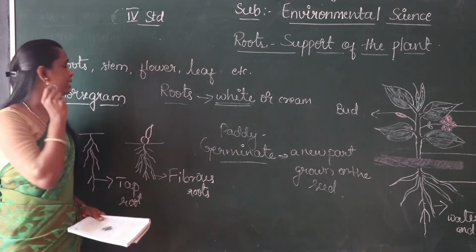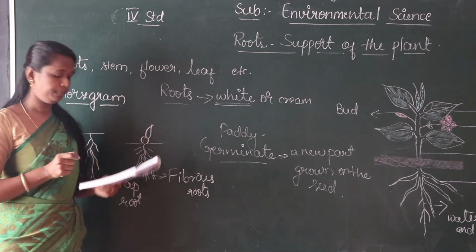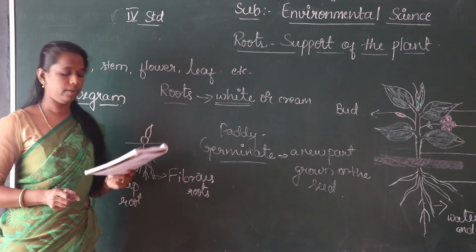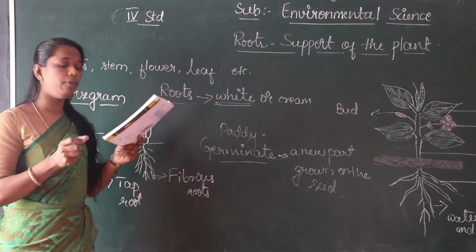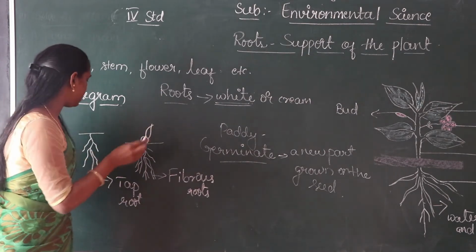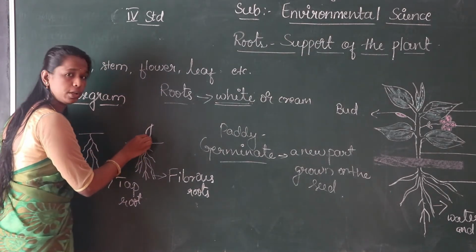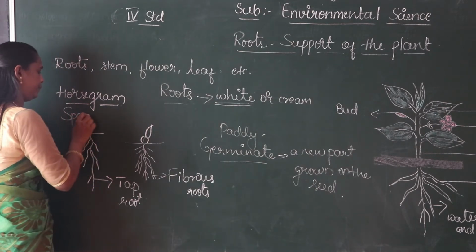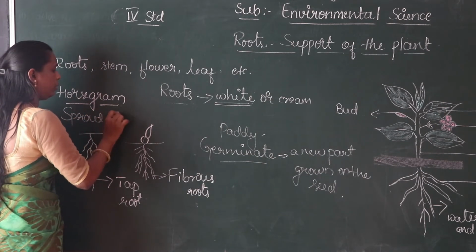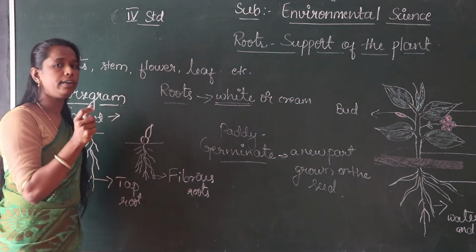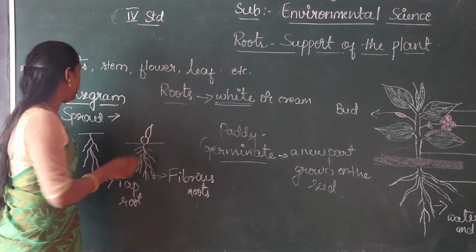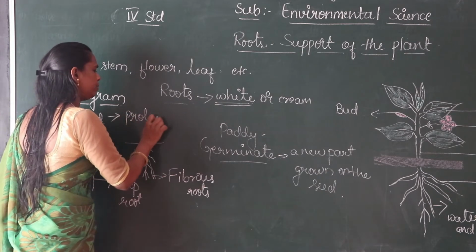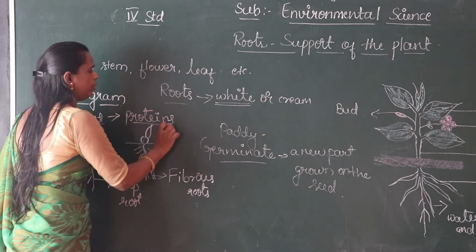So take some seeds of horse gram and sow them in a garden in your home. Saplings sprout after a few days. I will show you now germination. Sprouts. What is the meaning of sprout? Sprout is also one of the new parts grown on the seed. So it is very rich in protein. Sprouts are very rich in proteins.